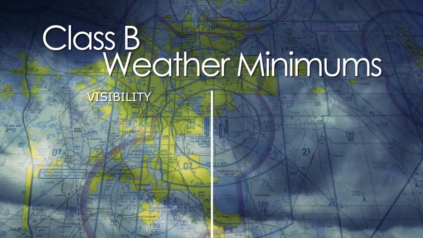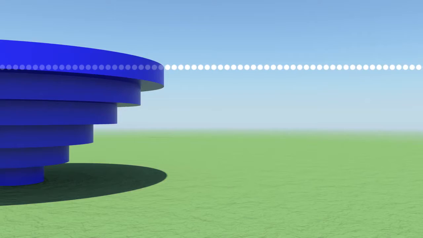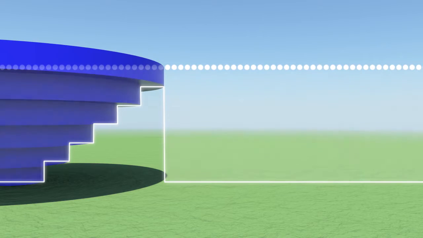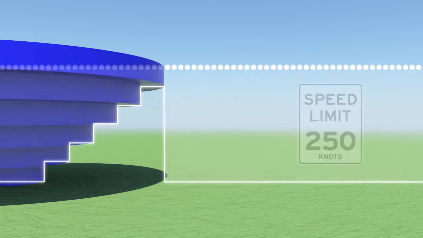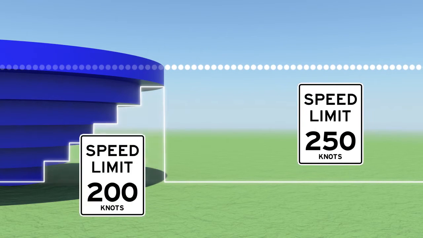The visibility must not be any less than 3 statute miles, and the pilot must remain clear of any clouds. Speed limitations in Class B airspace are twofold. When operating below 10,000 feet MSL, the speed limit is 250 knots. Whenever operating below Class B airspace, the speed limit is 200 knots.